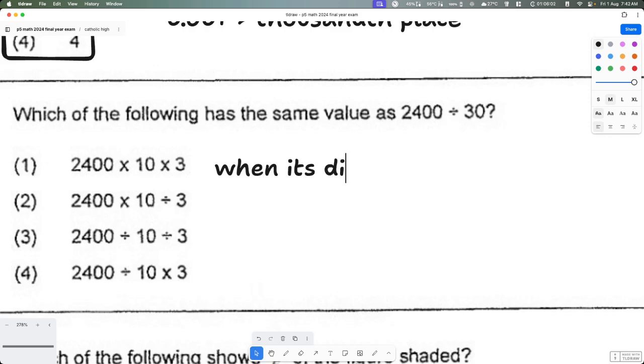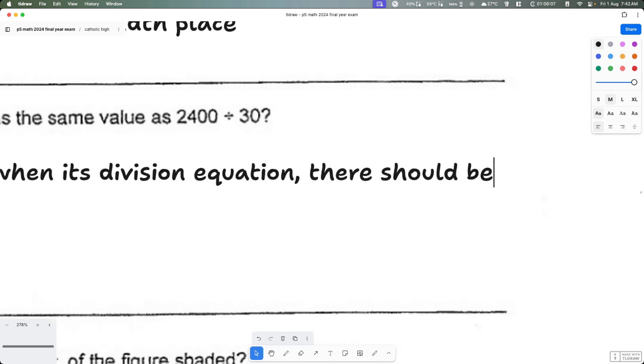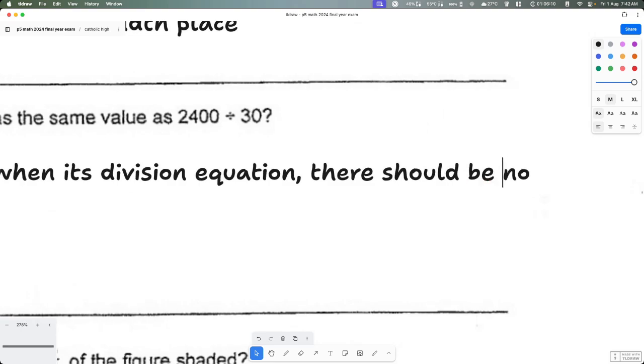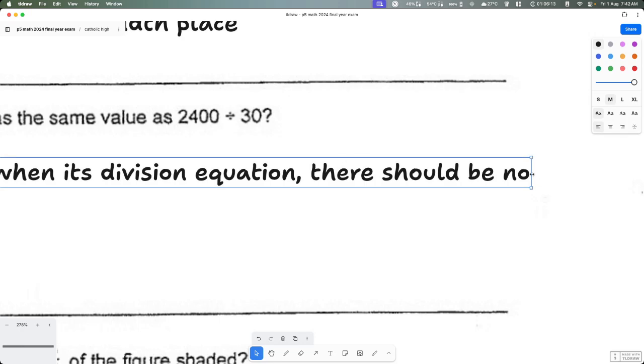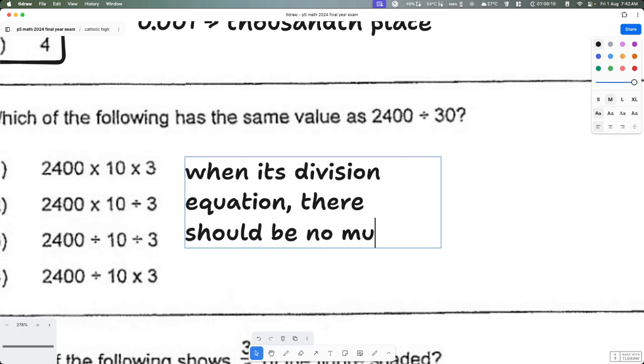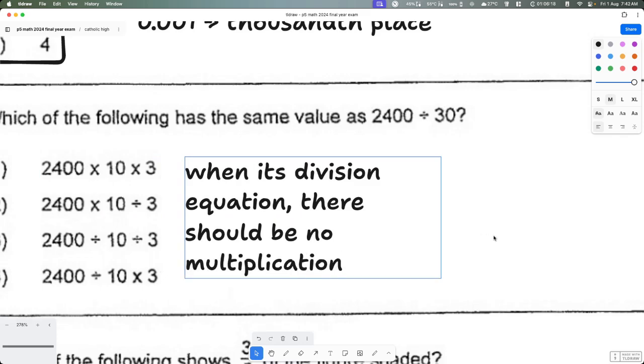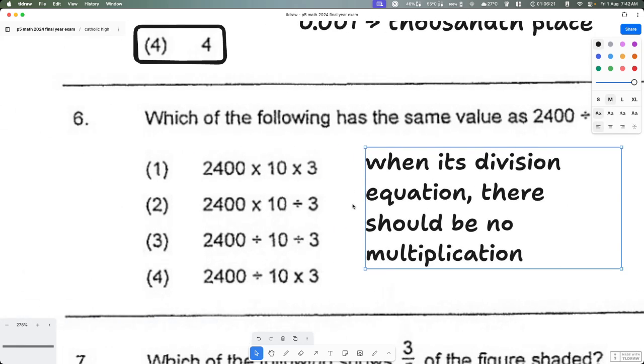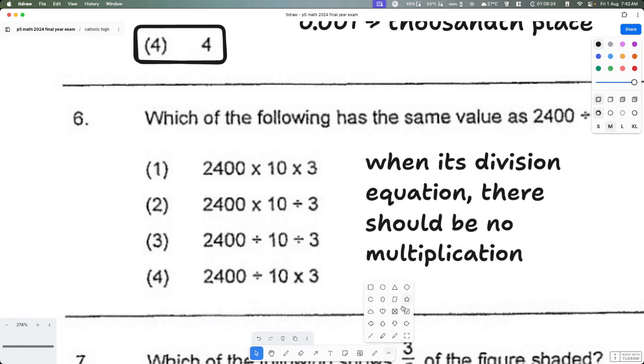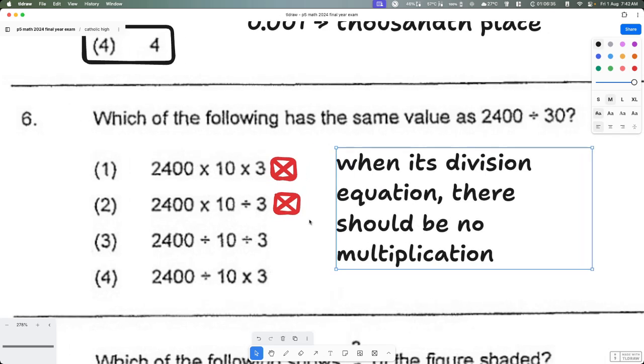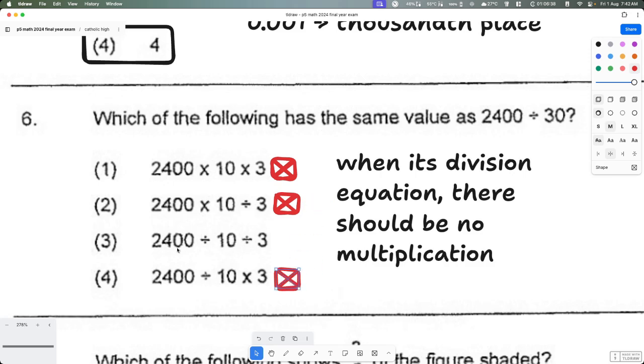when it's a division equation, there should be no, what do you call this? Multiplication at all, right? Okay, so in this case, we can already cancel out two things. Let me see if I have a shape for x. So first is this, cancel, nope. And then second, we have this as well, nope. So when it's a division equation, there should be no multiplication. So from this, the answer is 2400 divided by 10 divided by 3.